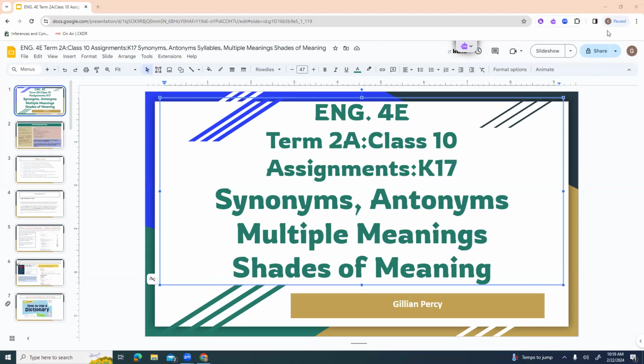Welcome to English 4E. This is term 2A, and we're working today on class 10. Our assignment today is K17. It's kind of a big one. It's talking about how to use dictionaries and thesauruses. And so we're going to be looking at the concepts of synonyms, antonyms, multiple meanings, and shades of meaning.